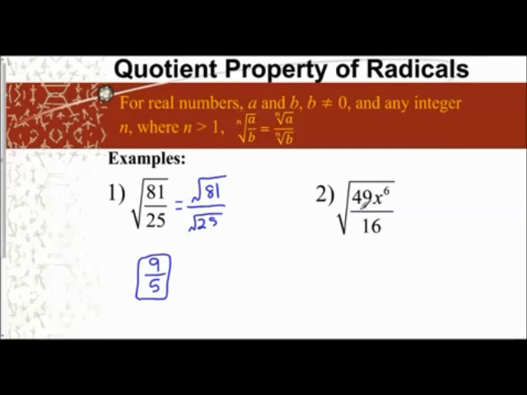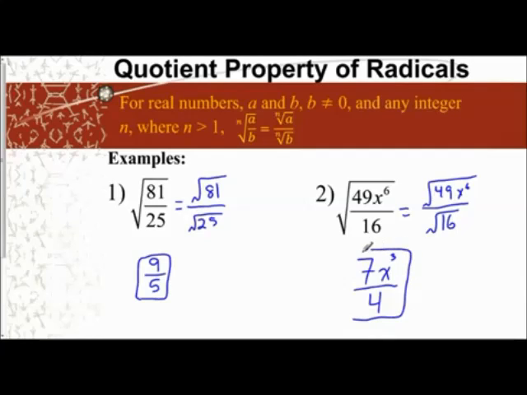It's the same over here. I have the square root of 49 x to the 6th over 16. Split it across the fraction. So I have the square root of 49 x to the 6th over the square root of 16. So the square root of 49 is 7. The square root of x to the 6th, 6 divided by 2 is 3. So you have x cubed over the square root of 16, which is 4. And so my answer is 7x cubed over 4.